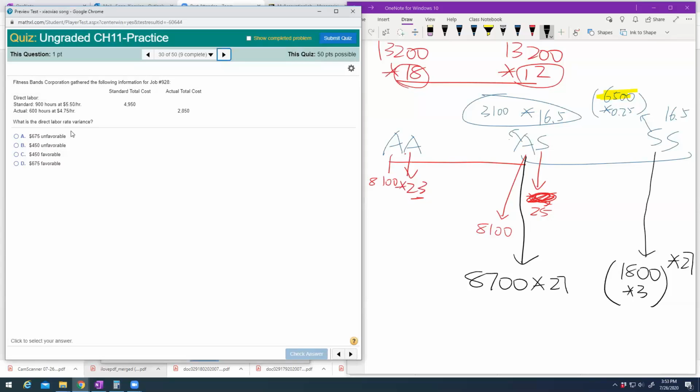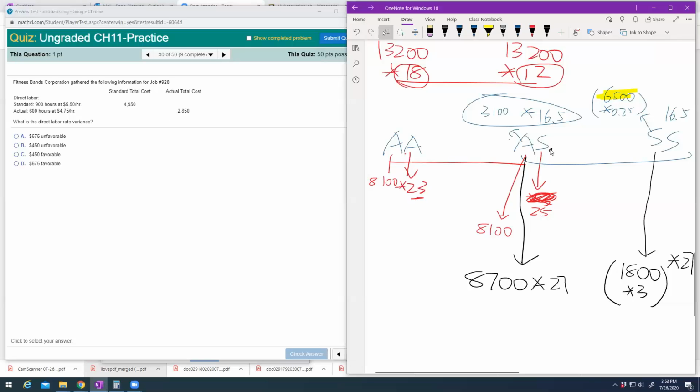Okay. Now asking about your rate variance. I'm not going to do it. You can just put all the numbers there. Direct labor standard is 5.5, so you put 5.5 here. Actual is 4.75 here, and the actual amount is 600 hours.